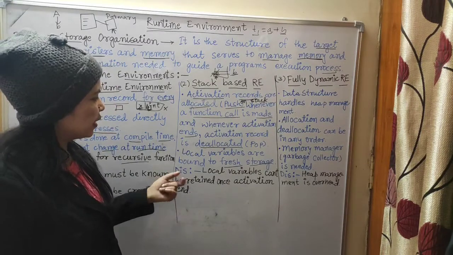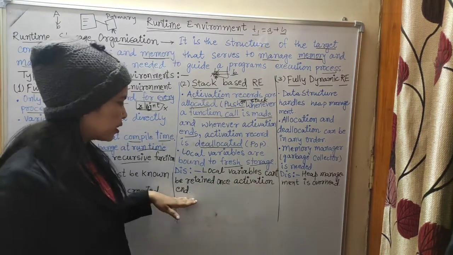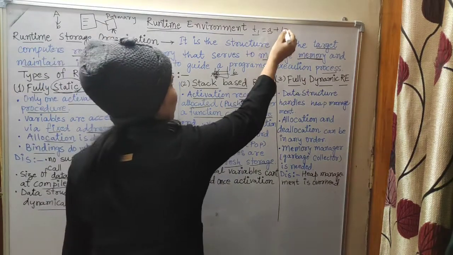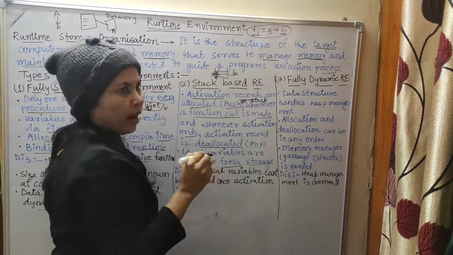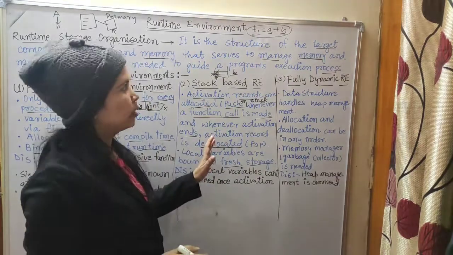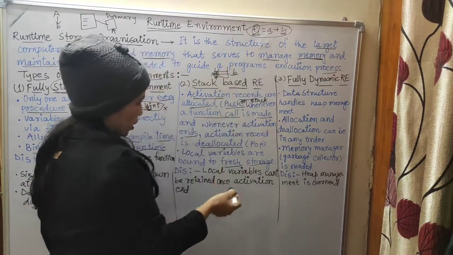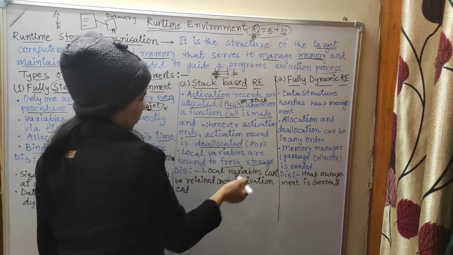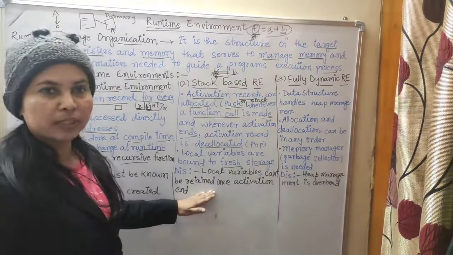Now what is the disadvantage? Local variables can't be retained once activation ends. Obviously, the temporary variable in this statement, I have taken temporary variable t1 for A plus B. Whenever the activation ends, it will automatically be removed afterwards. So local variables like t1 cannot be retained once activation ends.